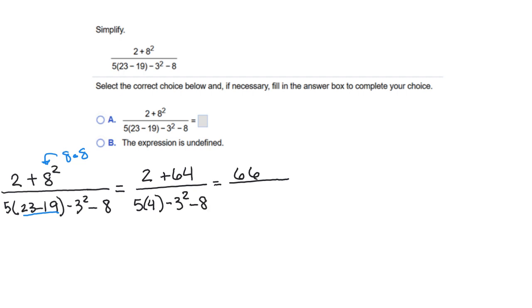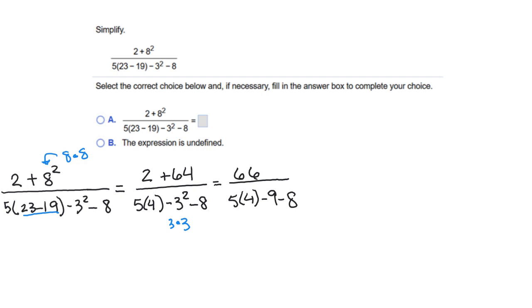All right, so that was your parentheses. Remember, we're going in the order of PEMDAS. Next, I'm looking at exponents in my denominator. So that is 3 to the second power, or 3 times 3. And that will give me 5 times 4 minus 3 times 3, which is 9, minus 8.